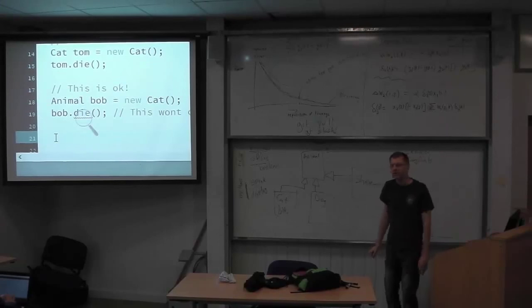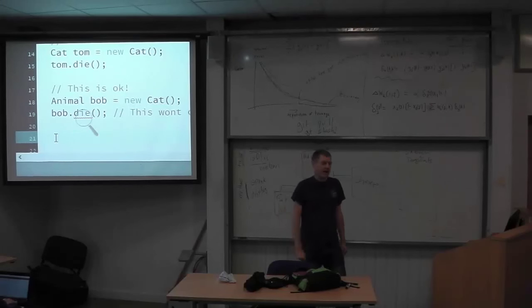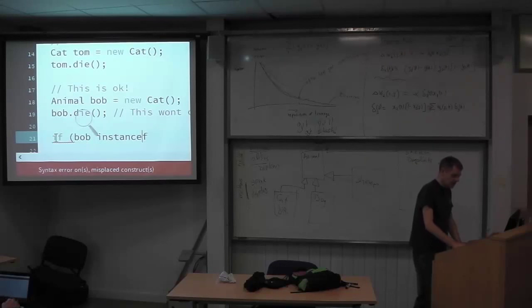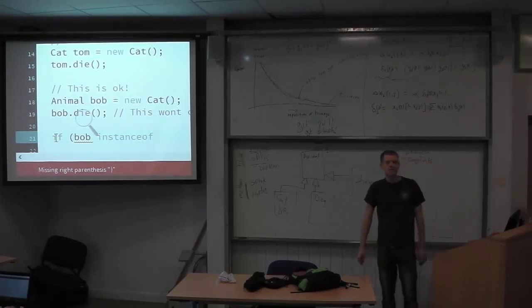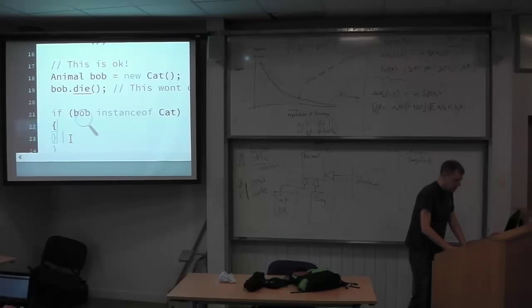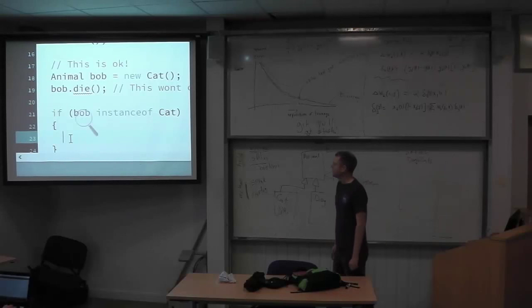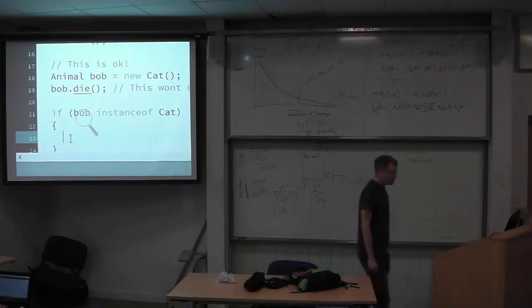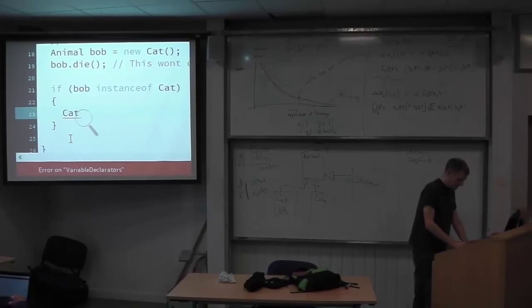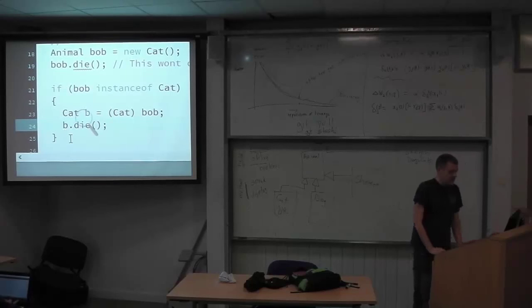Some other things. If you want to check the type of an object, you can do that in Java. You can say something like this: if Bob instanceof. An instanceof is an operator, like plus or minus. It returns true or false. So you can go if Bob instanceof cat. So now I'm checking at runtime to see if Bob is a cat. And if Bob is an instance of a cat, then you can do something like this. And this is okay, all right?